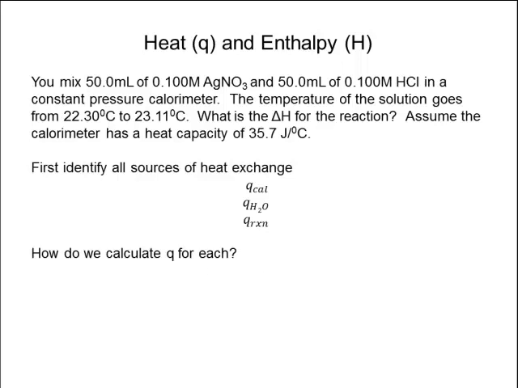So once we've identified all those sources of heat, we can start thinking about how we are going to calculate Q for each. Well, Q of the calorimeter, because it's an object, we're going to use heat capacity times the change in temperature. For the water, because it's a compound, we're going to use m s delta T. What about Q of the reaction? That's what we're actually concerned about. How are we going to calculate that?